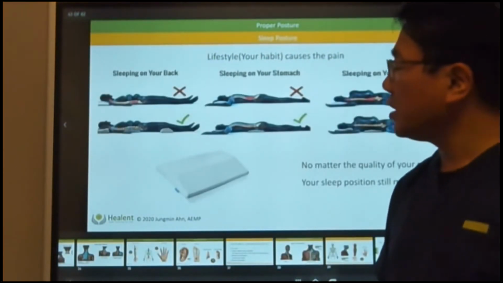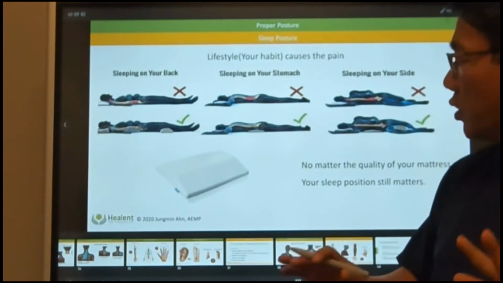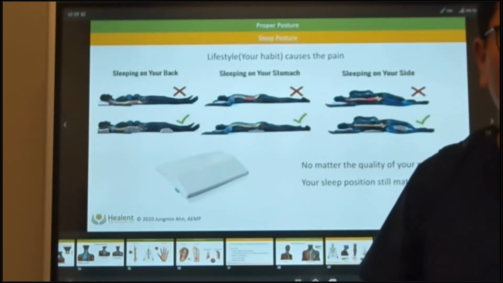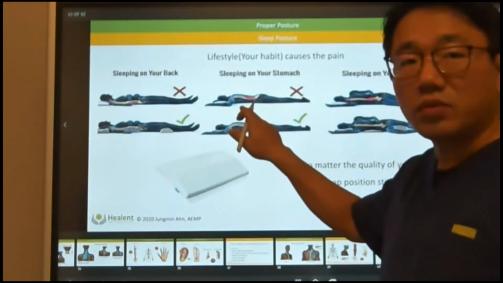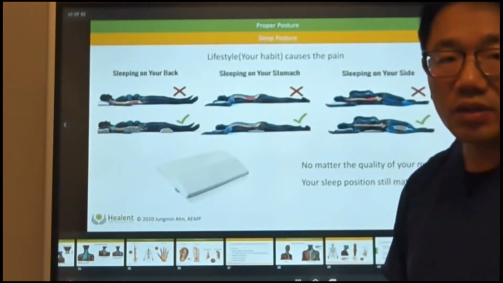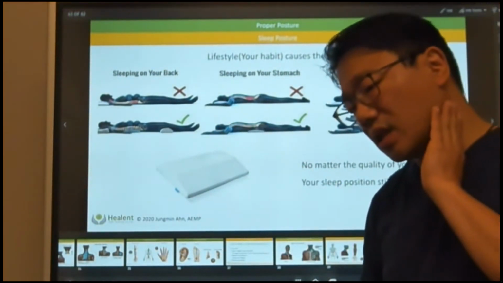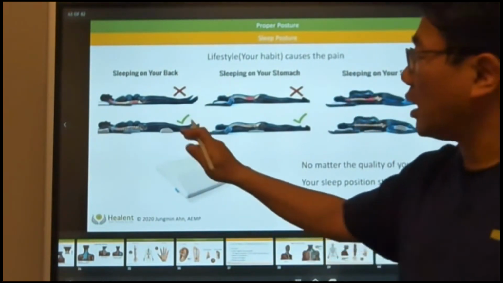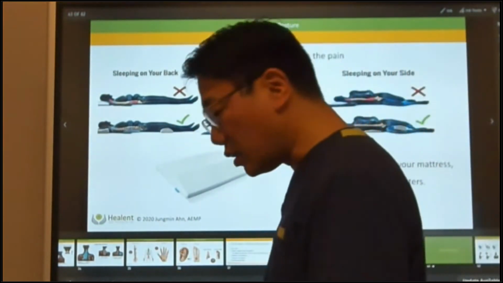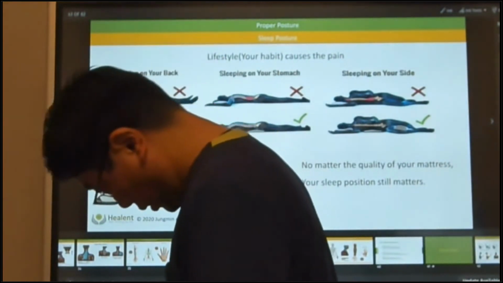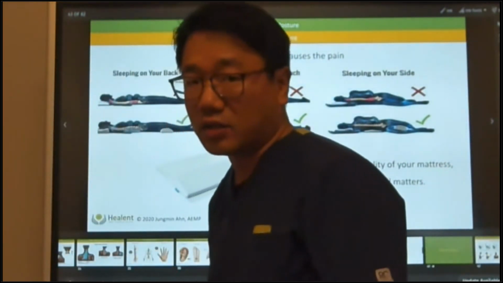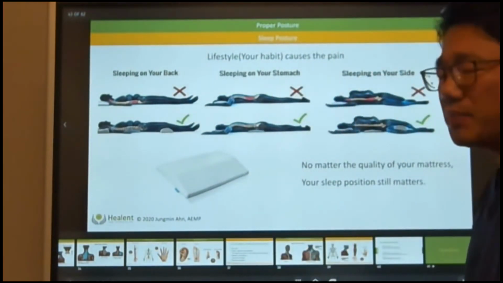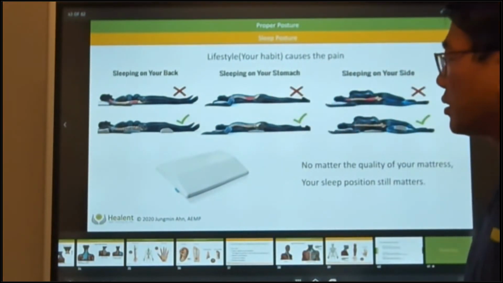And when you sleep, and we spend 1/3 of our life sleeping, so imagine you do side sleeping for 8 hours, and you're going to have neck tension. And if you have a high pillow, it's like this way for a long time, you will have tension right here as well. So sleeping posture is important.